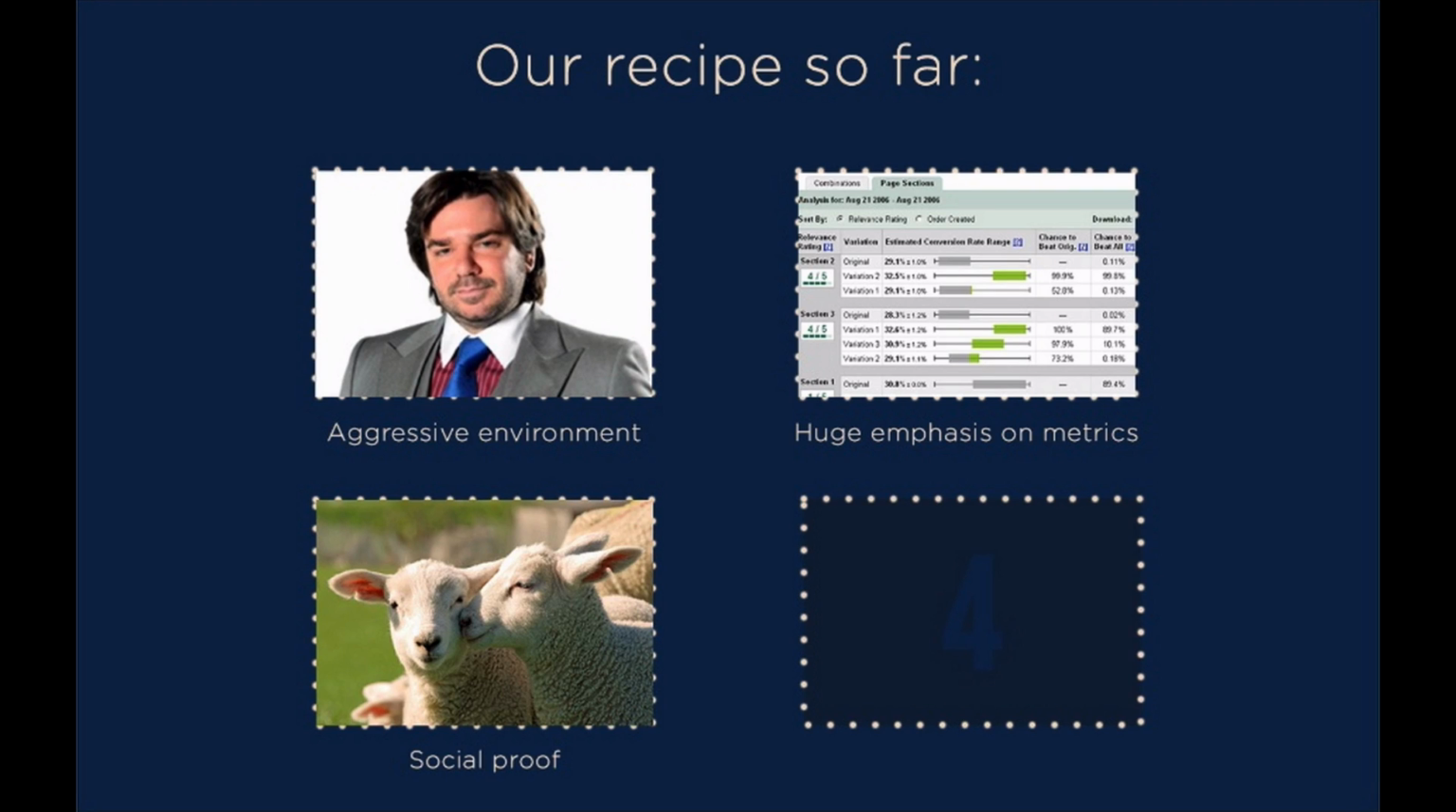So out of our recipes so far, remember we've got the aggressive environment and the huge emphasis on metrics. We've also now got social proof. So designers are going with the herd and seeing what all the other bigger brands are doing. And that particular one interests me, because I think we can use that to our advantage to stop these practices happening.